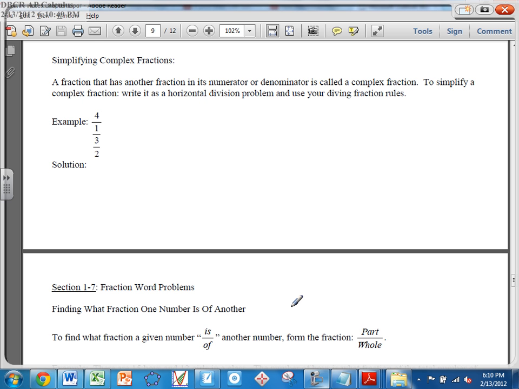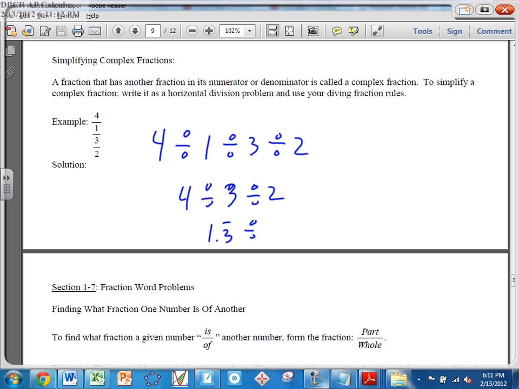So the easiest way to do this is just simply look at the problem. Go across here. We're going to have 4 divided by 1 is 4. 4 divided by 3 is going to be 1.333. That number divided by 2 is just going to be 0.66 repeating.